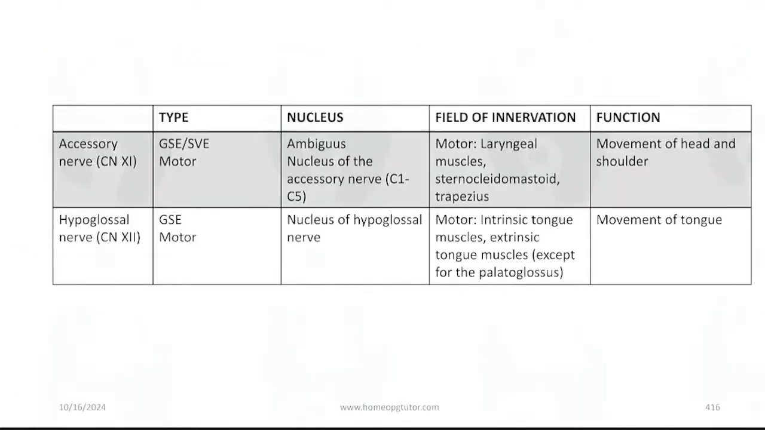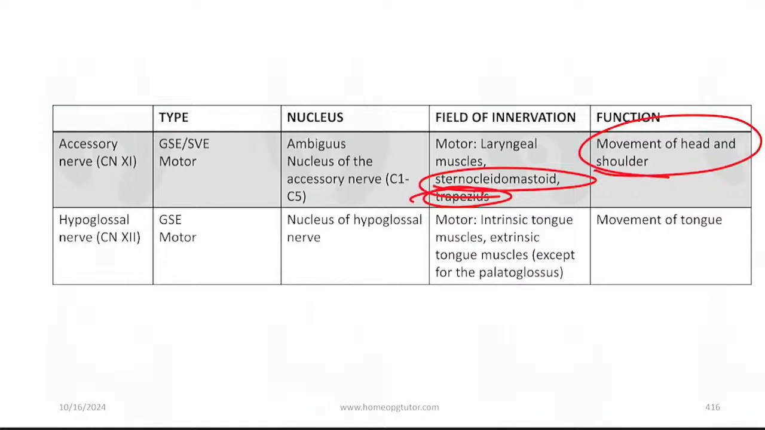Yes, and the main function of this axillary nerve is the innervation of laryngeal muscles, sternocleidomastoid and trapezius. So sternocleidomastoid and trapezius are responsible for what? Movement of the head and the shoulder. Okay, thereby that is done.